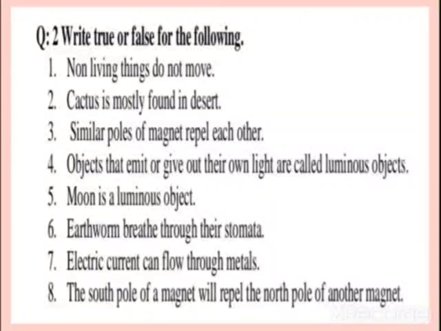Now number 8. The south pole of a magnet will repel the north pole of another magnet. South pole and north pole are opposite poles. So you know that opposite poles attract each other. And here it is given the south pole of a magnet will repel the north pole of a magnet. That is a false statement.